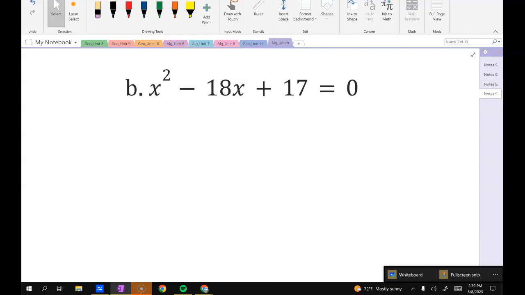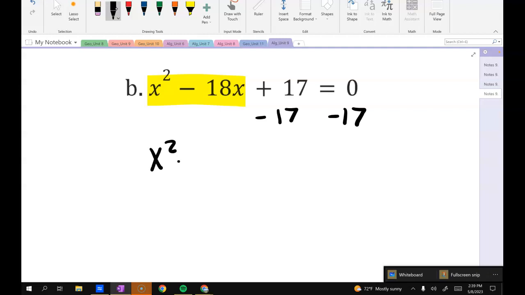This problem is set up a little differently than the previous one. Here we have a C term, 17, but 17 isn't a perfect square. So really, I just want this piece by itself so I can make my perfect square. So I'm going to subtract 17 from both sides to start. Minus 17, minus 17. I'm making the C term that I want, not the C term that's given to me, the C term that I want. So it'll be x squared minus 18x is equal to negative 17.